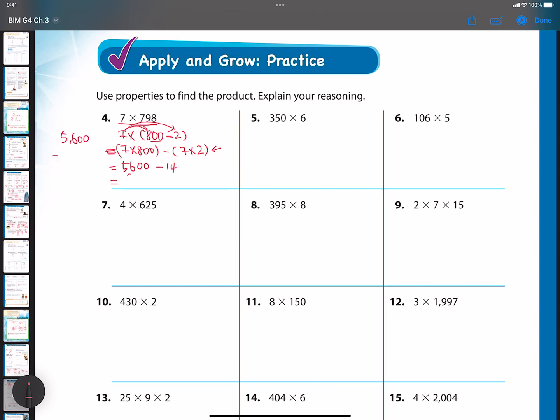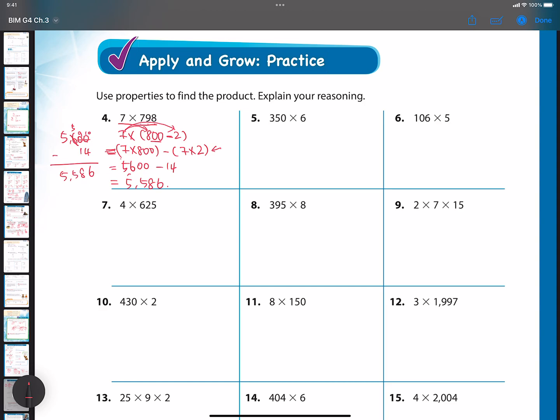5,600, but you have to do it, okay? 14, take away 14, right? And I'm going to borrow it from the 100 place, since these tens and ones are zeros, right? And this 100 becomes 5, and the tens place becomes 9, and the ones place becomes 10. 10 take away 4, 6. 9 take away 1, 8, 5, 5. So the answer is what? 5,586.